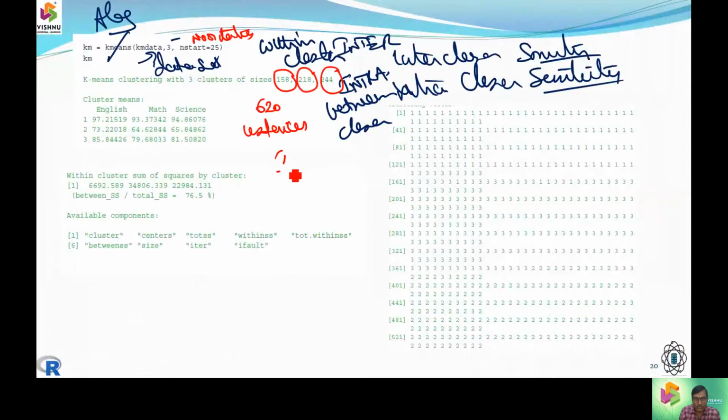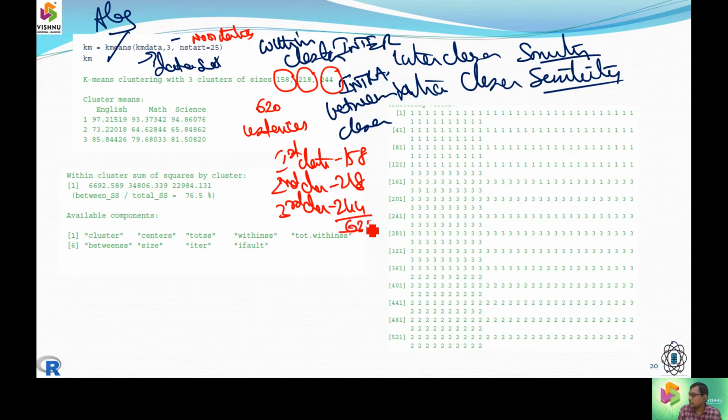So the first cluster is going to be 158. Then we have the second cluster, it is going to be 218, and the third cluster is going to be 244. So altogether we are going to get 620. So that is the 620 that we are assigning. Now we get the cluster means.